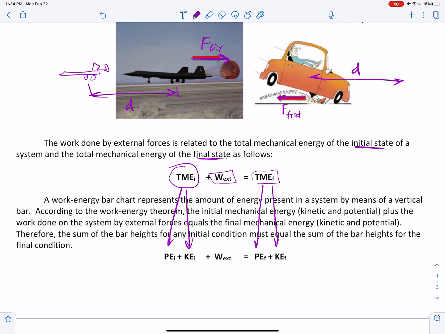Okay, so what we're going to do now is look at some examples of this in graphical form that I think is going to be really helpful to you as you try to visualize how exactly work changes mechanical energy.